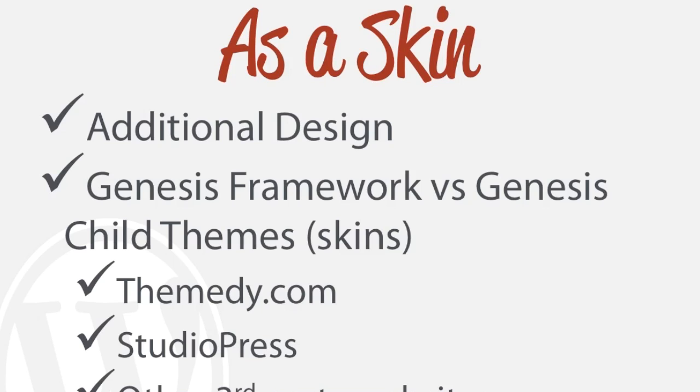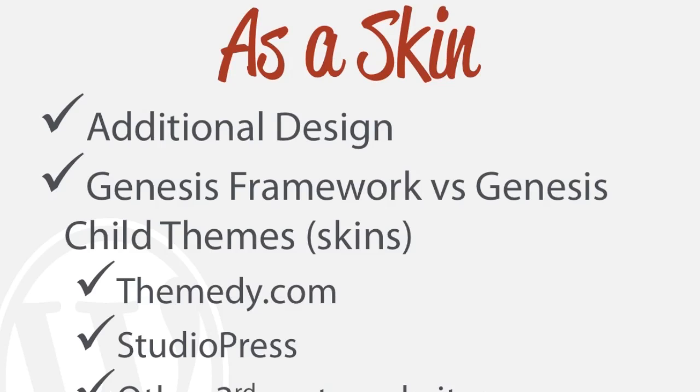Because if you remember, right now our website looks fairly basic, right? The Genesis framework by itself is just a very plain white background. If we want to add some type of design to it or some skin to it, well, that's where we get a Genesis child theme. And these child themes can be purchased from many different places. For example, from Themedy, StudioPress itself, or other third-party websites.